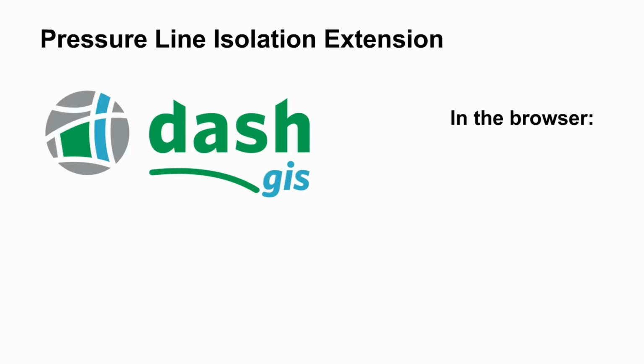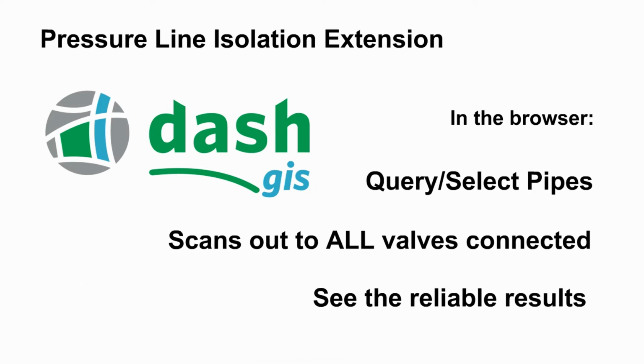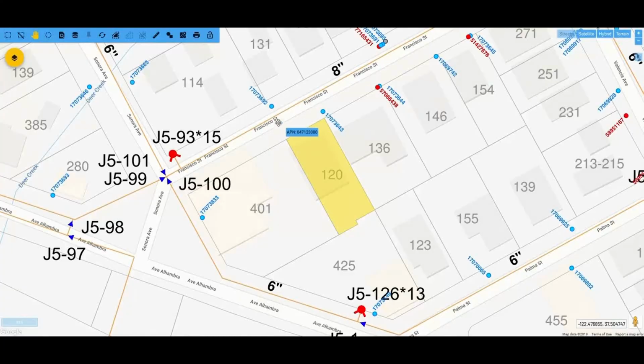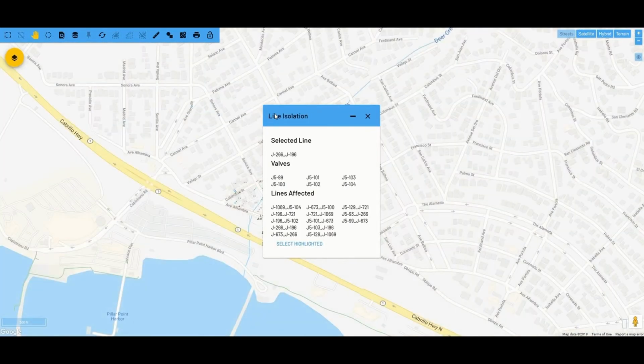Today we're talking about the pressure line isolation extension, where you can select a pipe, it will find all the valves to turn off, and you can create all sorts of reports. So here we select a pipe, get all the information on that one pipe. We can hit the line isolation tool.